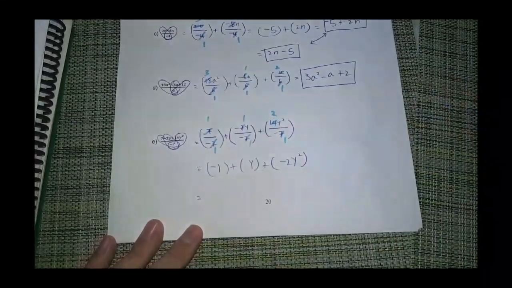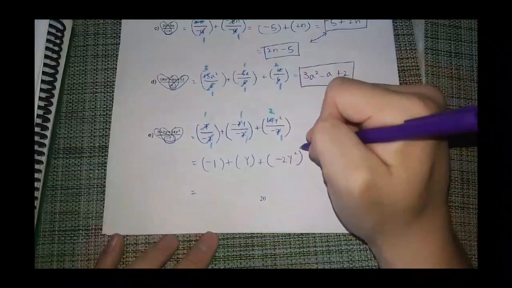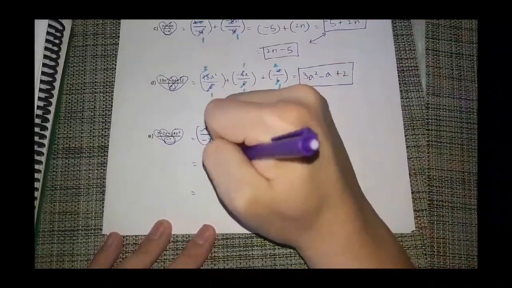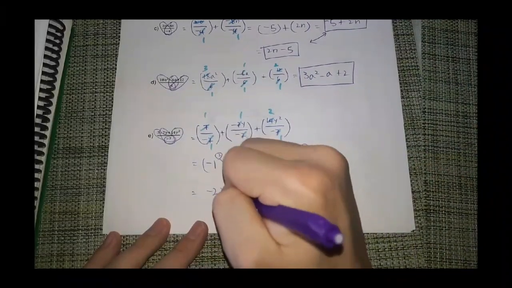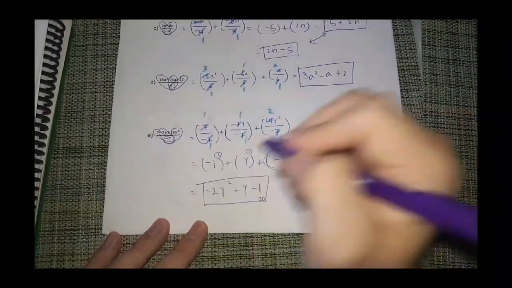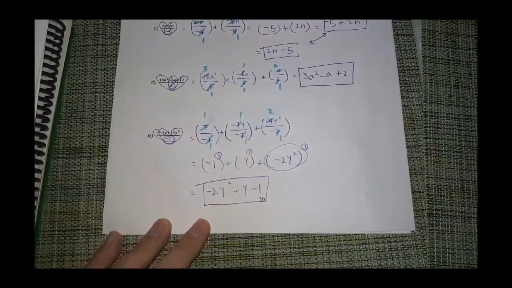So rearrange everything to descending order. Technically that means this guy is first, that's second, constant last. Negative 2y squared plus y minus 1 is thus my answer. That is today's lesson, folks.